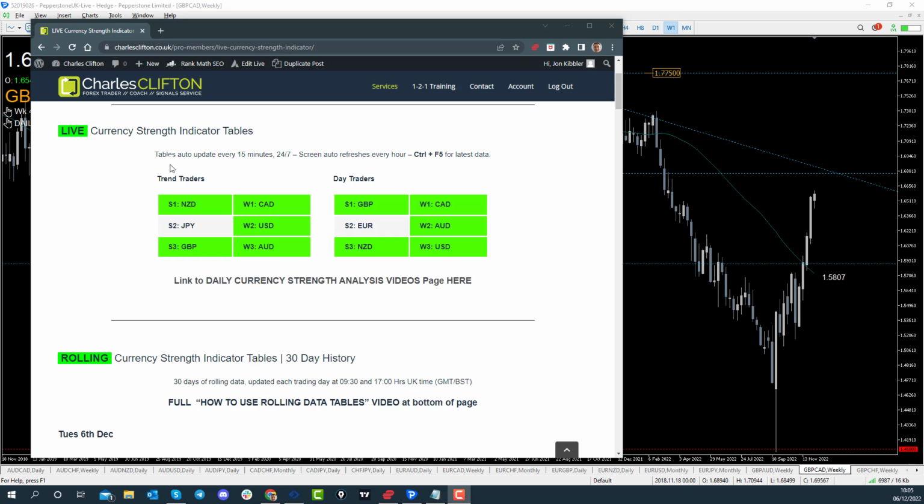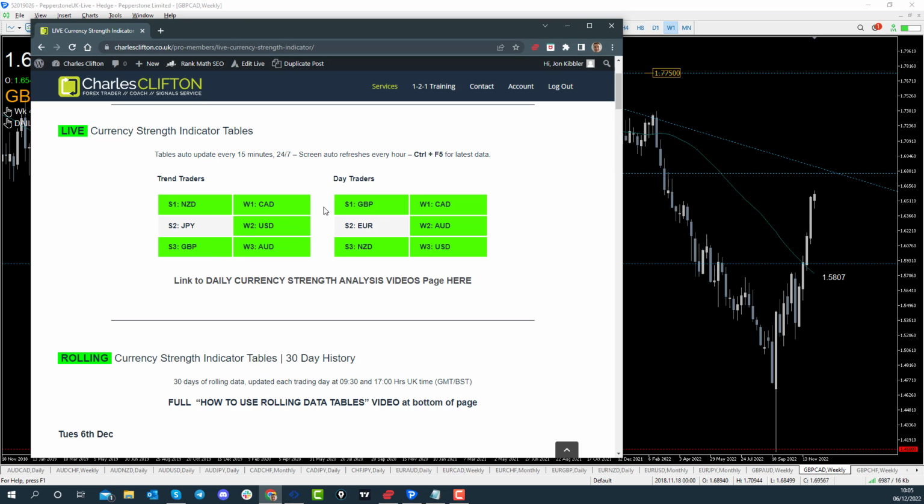Here you can see we have the live currency strength indicator tables in front of us. We have two types of tables: the trend traders table and the day traders table. These are showing the same studies but just highlighting different time frames. So the trend traders is our higher time frame and the day traders is our lower time frame.